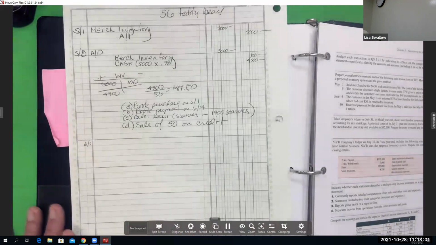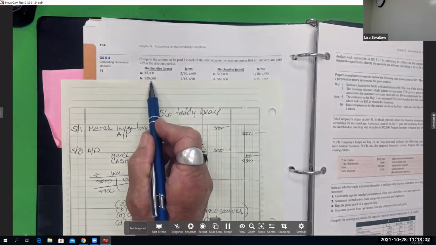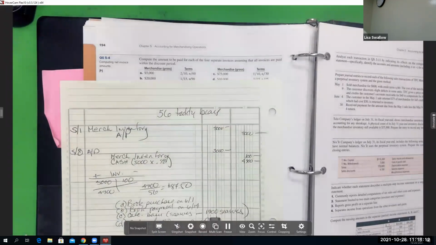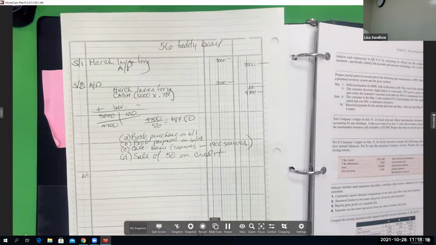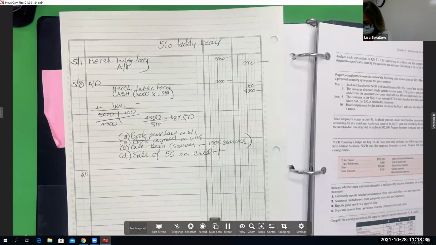Then I pay it. Well, yeah, we're using B here. We're working with B. And then I pay it. And then I sell some of them. $1,900. The terms were 1/15 and 90.